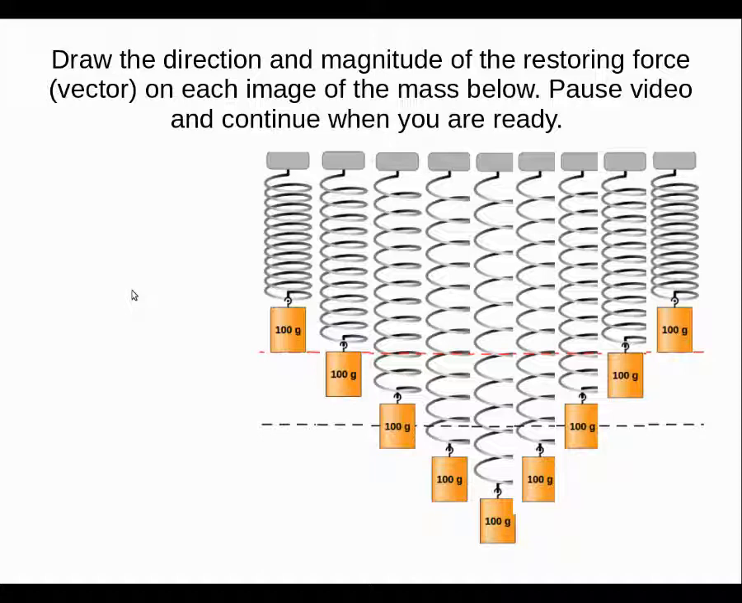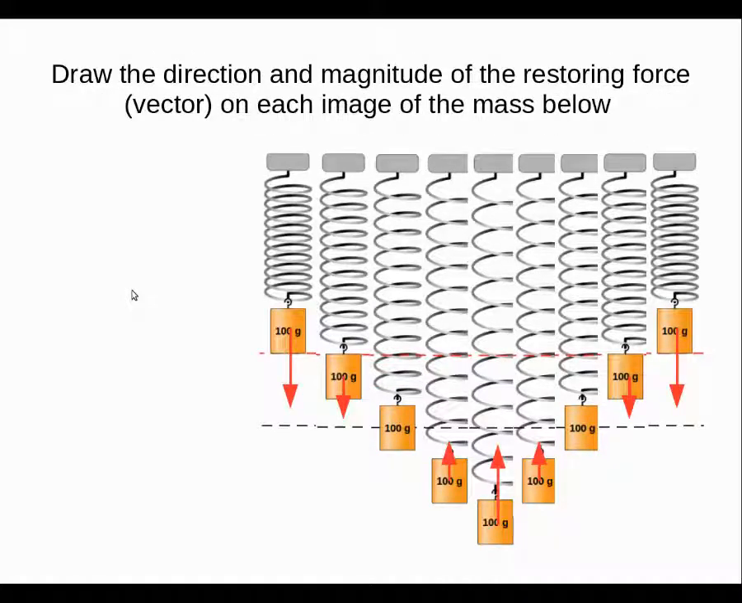Okay, so let's look at the restoring forces, and hopefully you've got something looking like this. The restoring force at the beginning, for the first point when I release the mass, is acting down towards the equilibrium position, has its maximum value because that's where the acceleration is a maximum. As the mass accelerates towards the equilibrium position, the acceleration decreases and the restoring force therefore decreases.